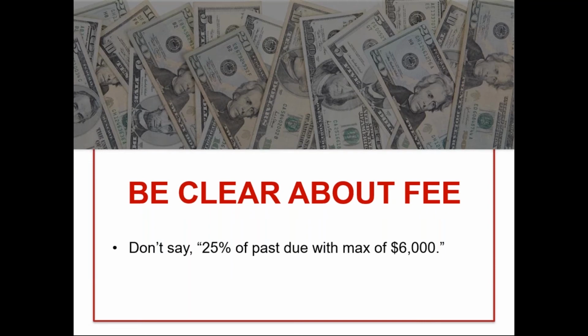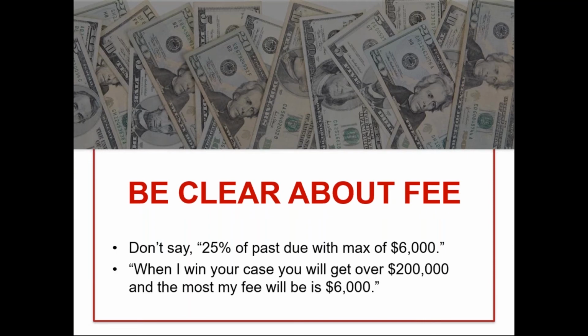Make it clear. I don't like to say 25% of your past due benefits. I like to say, when I win your case, you're going to get over $200,000 between now and the time you reach retirement age, and the most my fee will be is $6,000. Dollarize what you do. Let them know the value of what you're doing for them and how inexpensive your fee is. They're not sitting home upset because you're getting a fourth of their money. Now they think you're a bargain and they appreciate everything you do.